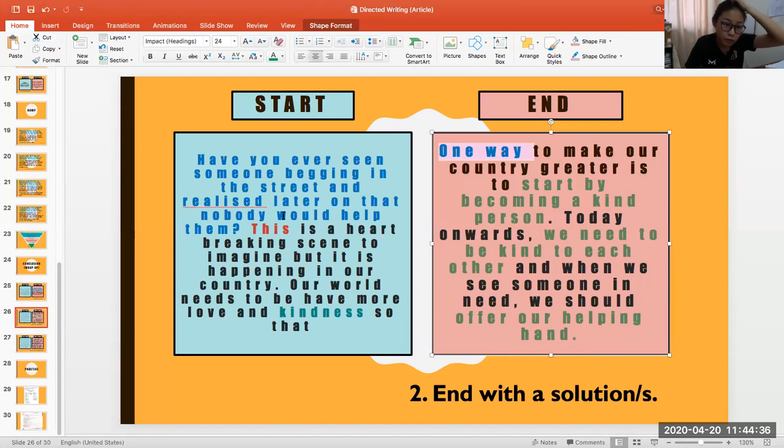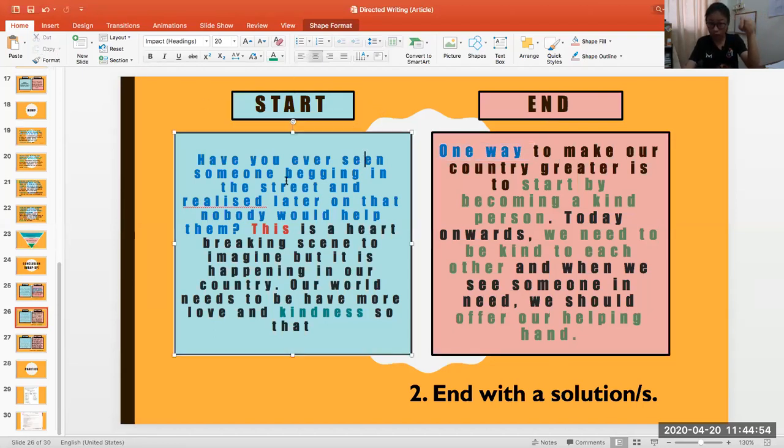Teacher, can we use benevolent to change? Yeah, sure. Anything that you think you can think of. Okay, but those are a different topic lah. Those are different vocabularies. Okay, sure.